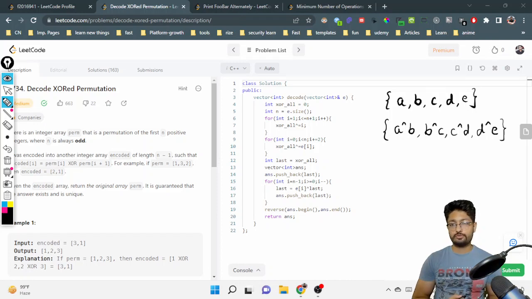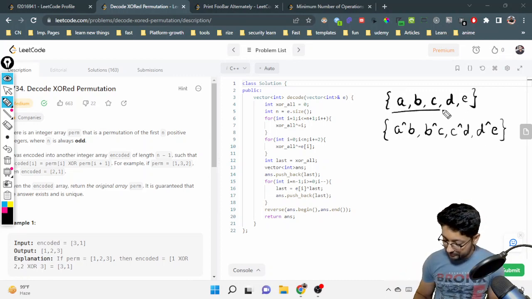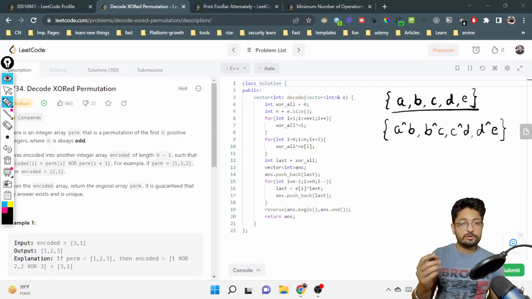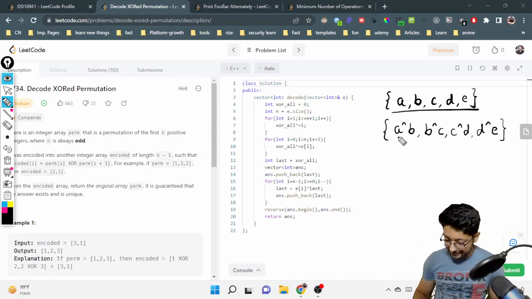That is given to you. Okay, now how can I actually use this information to find out? If I somehow find out any of these numbers, then I can use that to find out the next number. Let's say I find out A. Let's take an example. If I find out A, then I can find out this position, A XOR B.